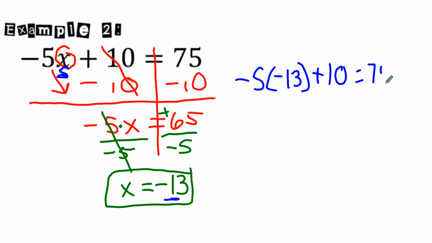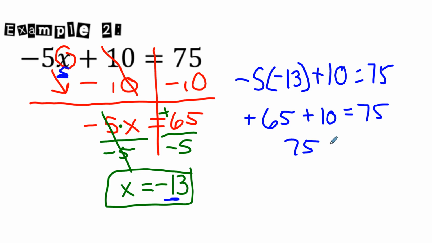And of course, when we check out this work, a negative and a negative multiply to a positive. 5 times 13 is positive 65, plus 10 equals 75. And we know 65 plus 10 is 75, which is in fact 75. So our answer is correct. Again, don't forget you have a built-in checker, which is pretty awesome when it comes to math.